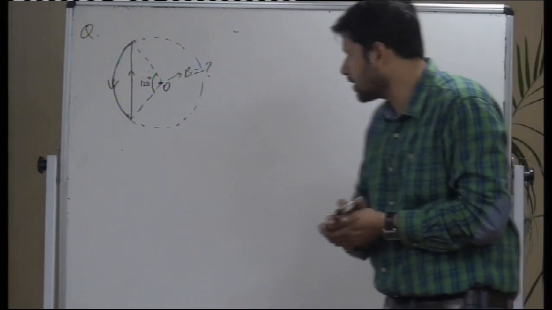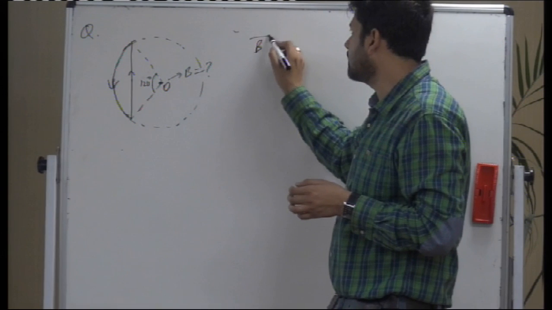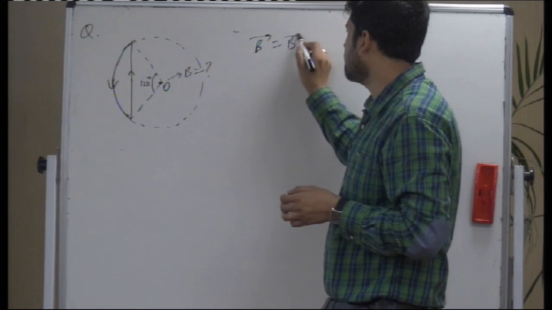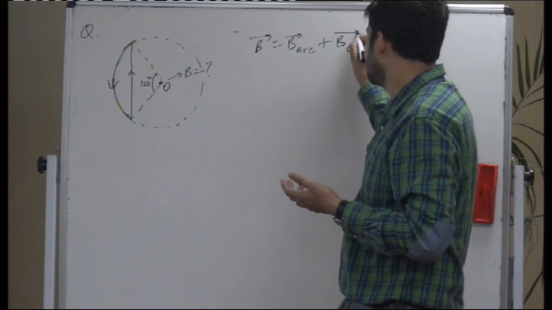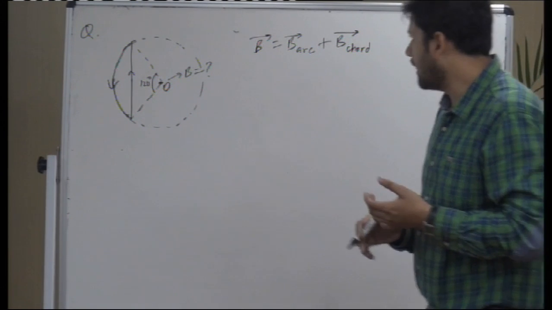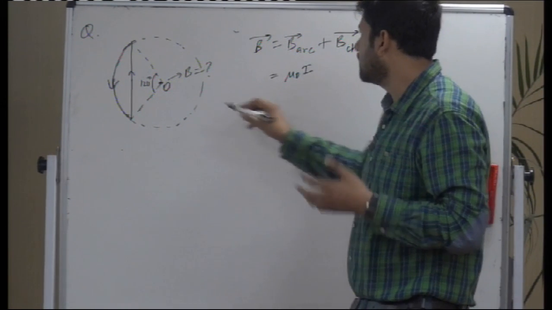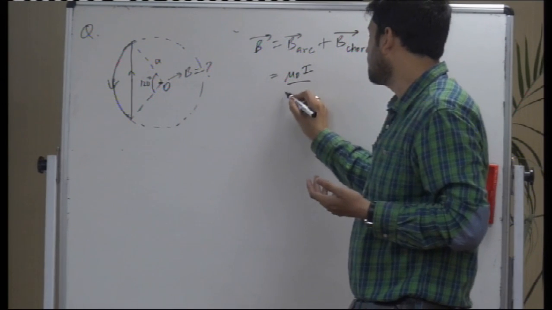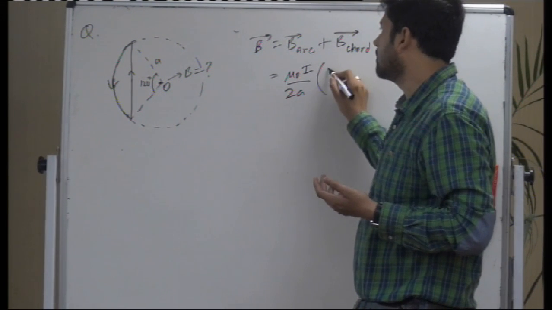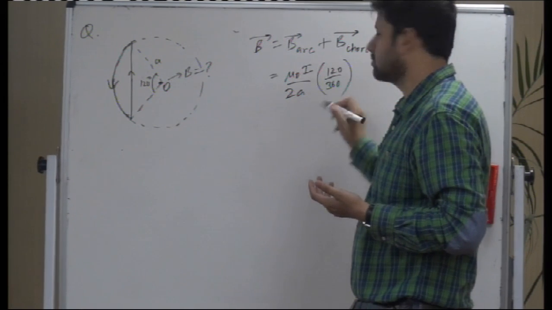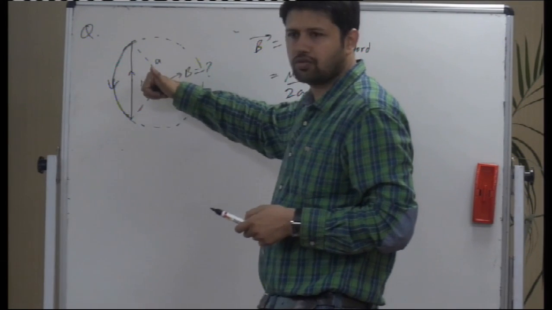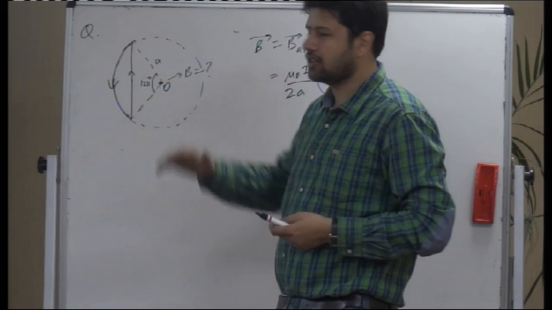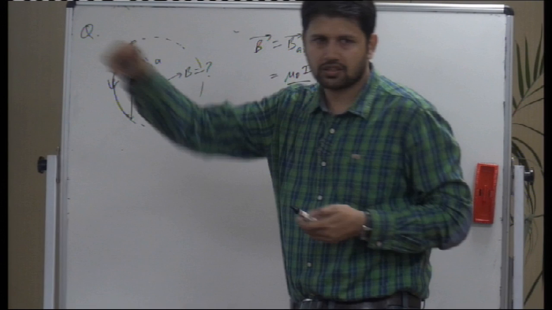I guess we should start. See, the magnetic field would have two parts. One is due to the arc, and the other is due to the chord. For the arc, the magnetic field is mu naught I upon 2a, if the radius is a, into 120 by 360, you already know, right? The direction would be outward. Current is circulating anti-clockwise, so direction is k cap.